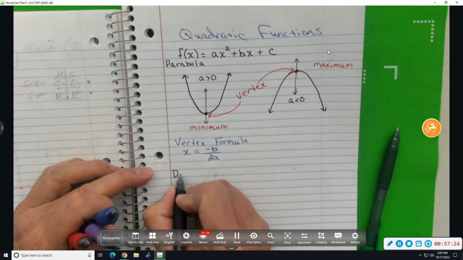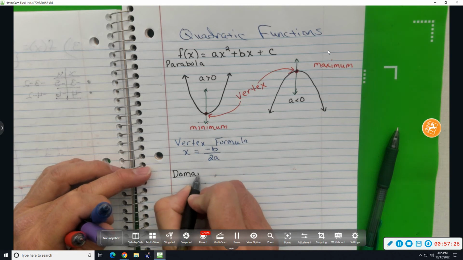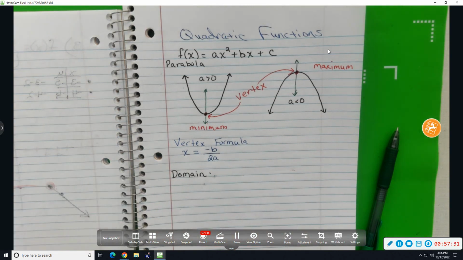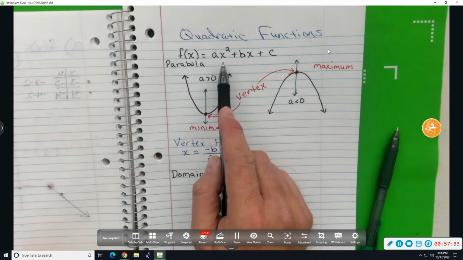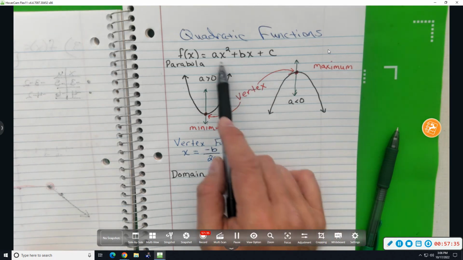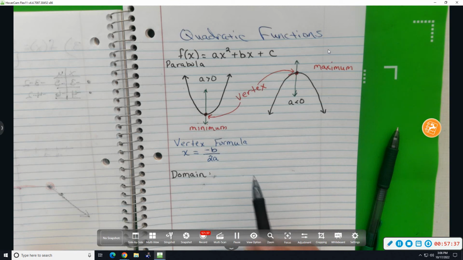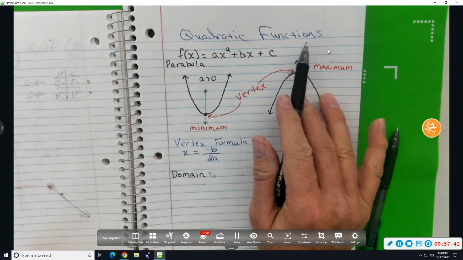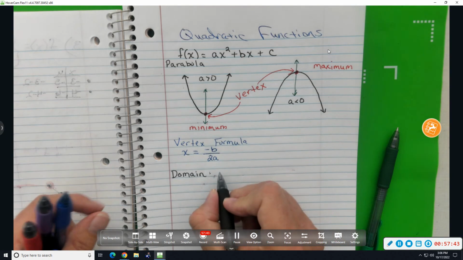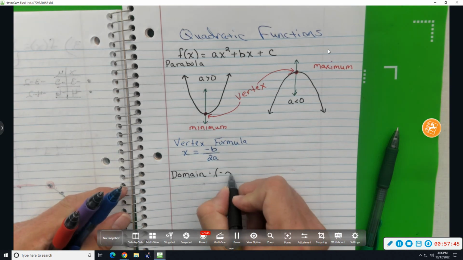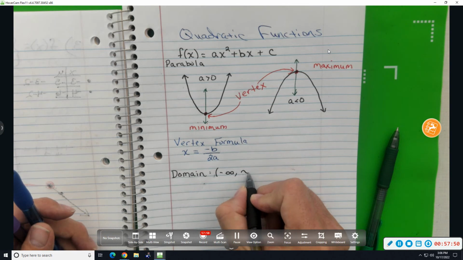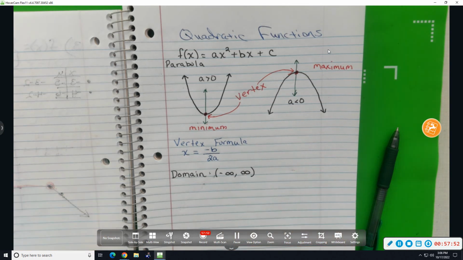Now, also on that first assignment over parabolas, we said that the domain are the numbers that you can plug in for x and not get an undefined. Well, we had the rule that if you have an equation and there's no square roots and no fractions, the domain is all real numbers. Okay.